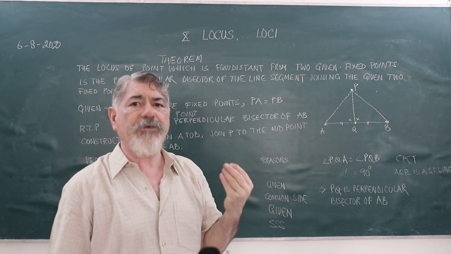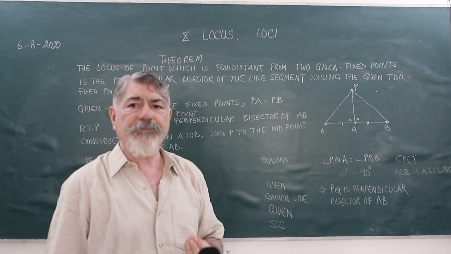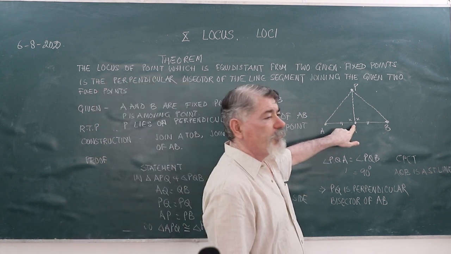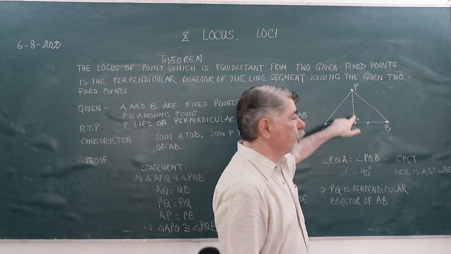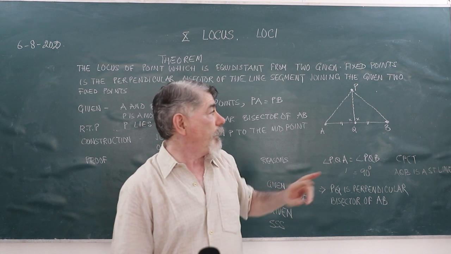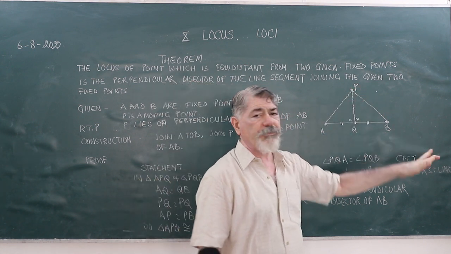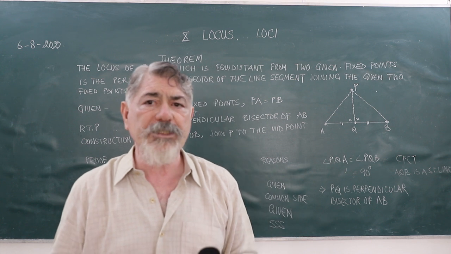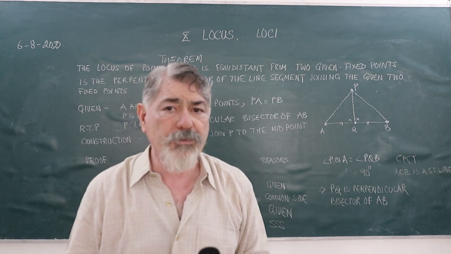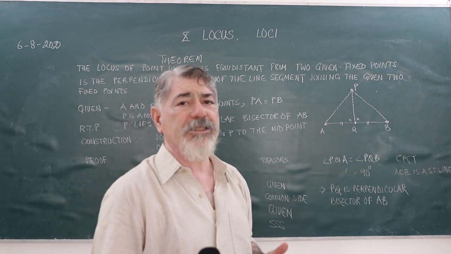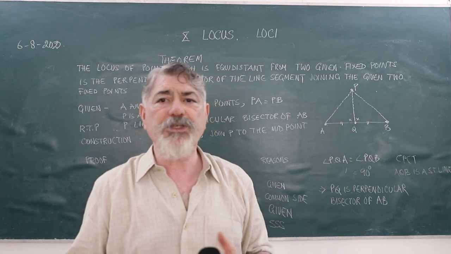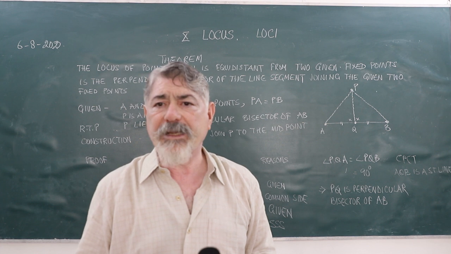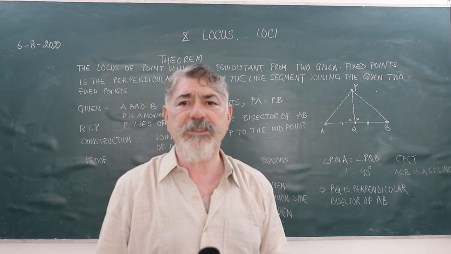So what did we do? We found the midpoint of AB. Q is the midpoint of AB, and we join P to Q. We also join P to A and P to B. So two triangles are formed, and I proved these two triangles to be congruent by the SSS condition. I said QA is equal to QB because Q was the midpoint. We had assumed Q to be the midpoint, so it is given.